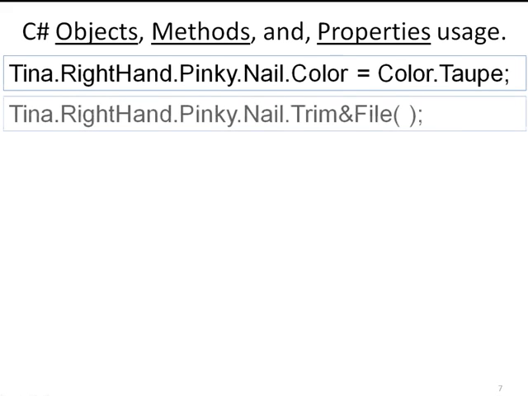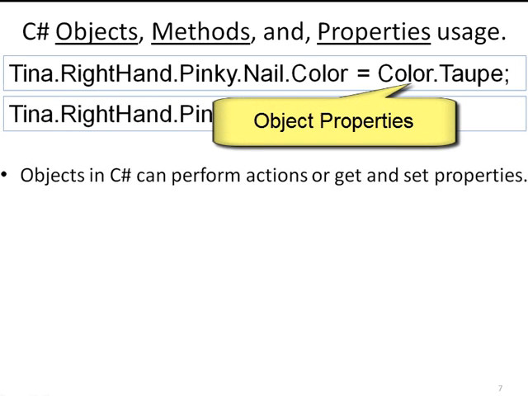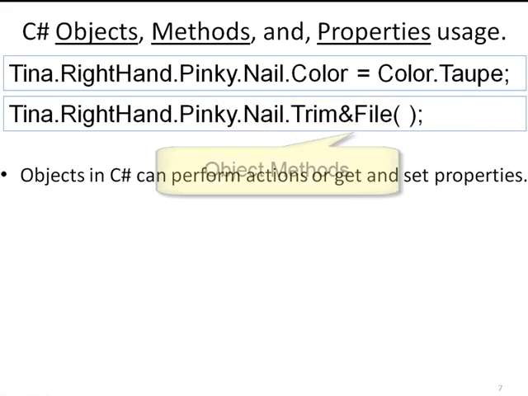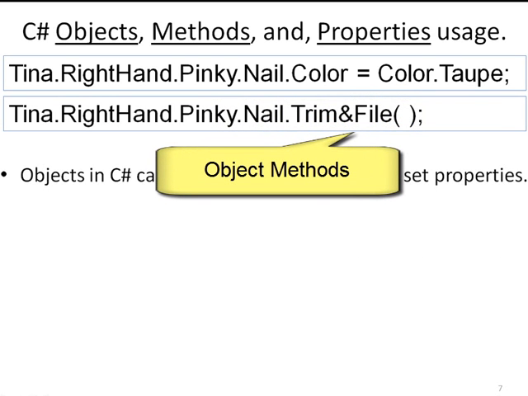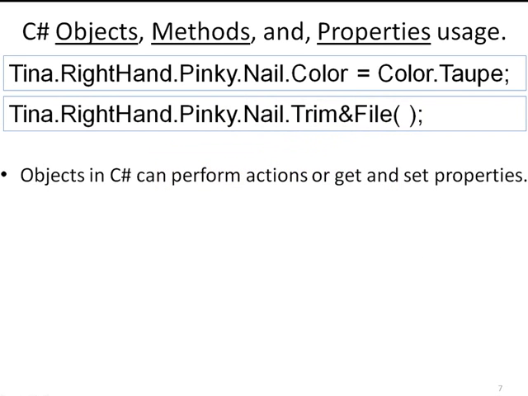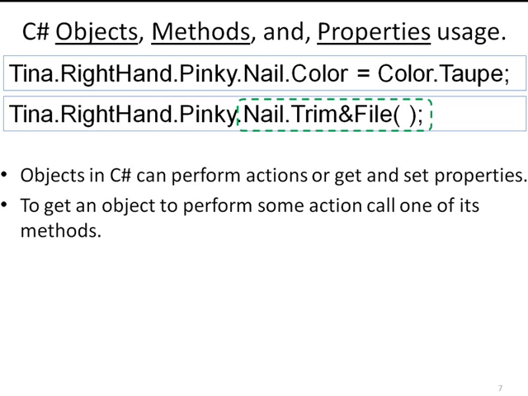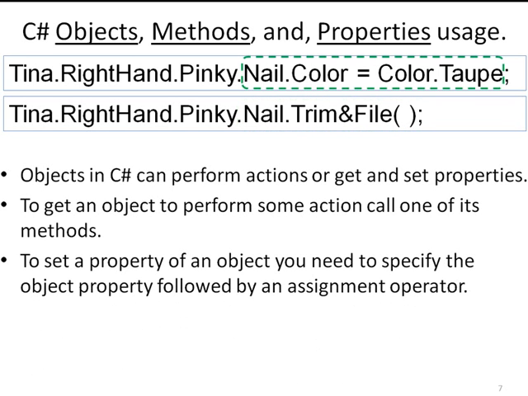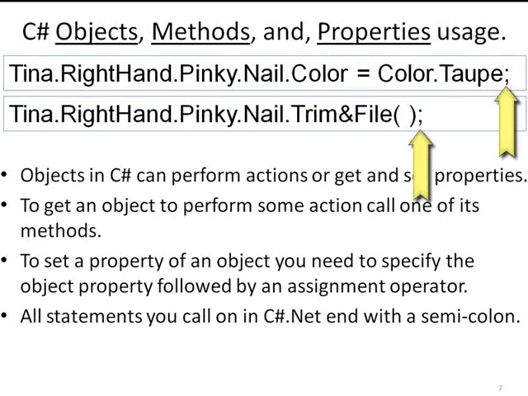So, let's combine these. Let's say Tina.RightHand.Nail.Color = Color.Taupe; or we can say Tina.RightHand.Pinky.Nail, please trim and file it, which is an action. So objects in C# can perform actions and set properties. To get an object to perform some action, call on one of its methods, like file and trim. To set a property of an object, you need to specify the object followed by an assignment operator, in this case, the equal sign. All statements you call in C# .NET will end with a semicolon.